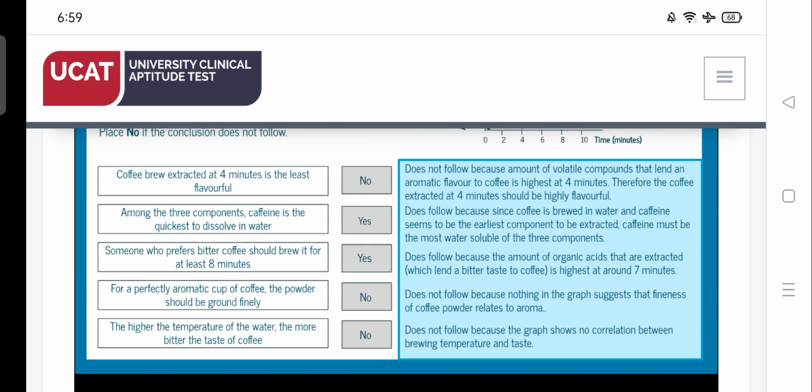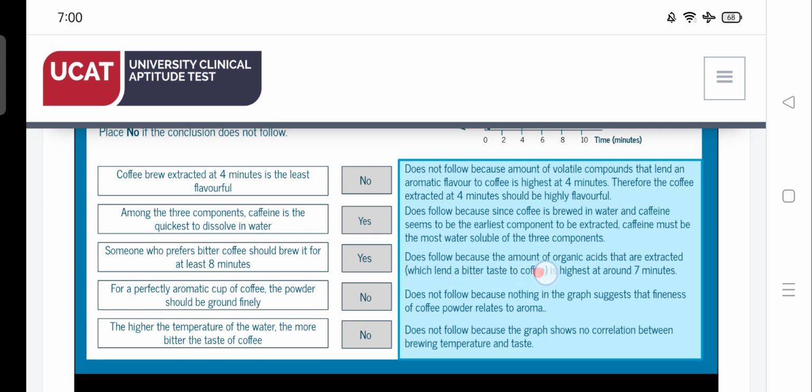So in this they are saying the first one does not follow because the amount of volatile compounds that lend an aromatic flavor to coffee is highest at 4 minutes. Therefore the coffee extracted at 4 minutes should be highly flavorful. The second one does follow because since coffee is brewed in water and caffeine seems to be the earliest component to be extracted, caffeine must be the most water soluble of the three components.